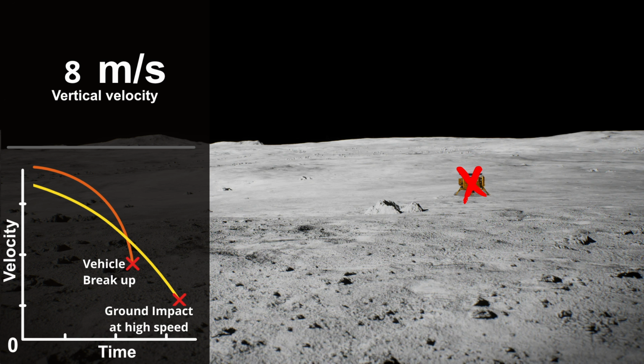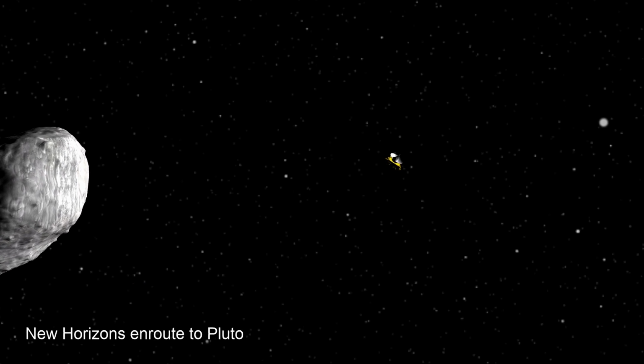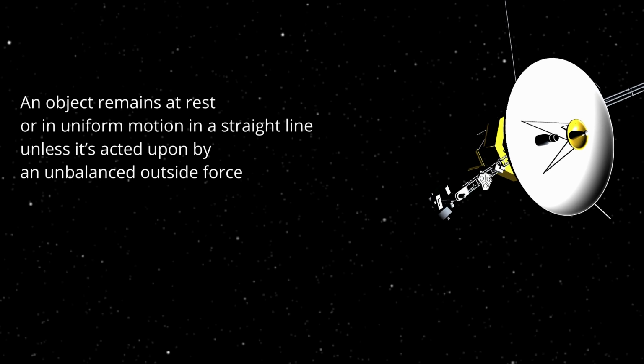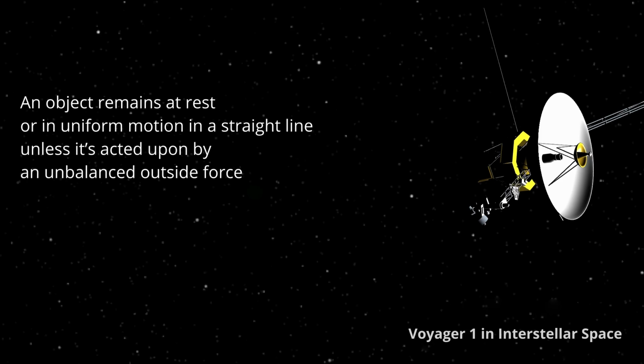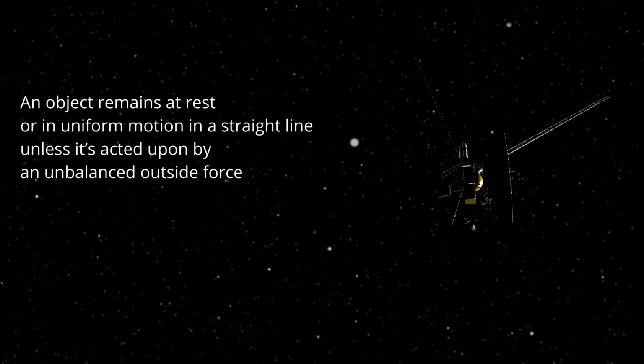Since a spacecraft goes through minimal change of mass when the landing sequence starts, reduction in kinetic energy will result in a reduction in velocity. But losing kinetic energy is not that simple. Newton's first law of motion states that an object remains at rest or in uniform motion in a straight line unless it's acted upon by an unbalanced outside force.